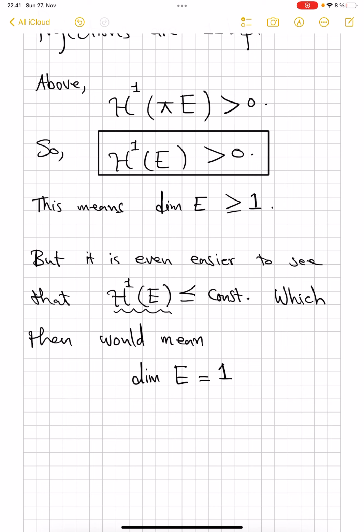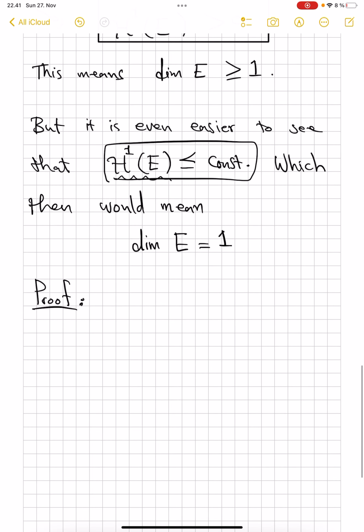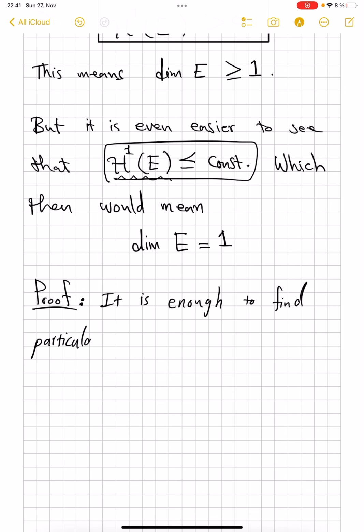But how do you show that? How do you show that H1 is no bigger than a constant? Well, getting upper bounds on Hausdorff measure is easy. It is enough to find particular coverings. So if you find just one suitable covering for your purpose, that's enough.